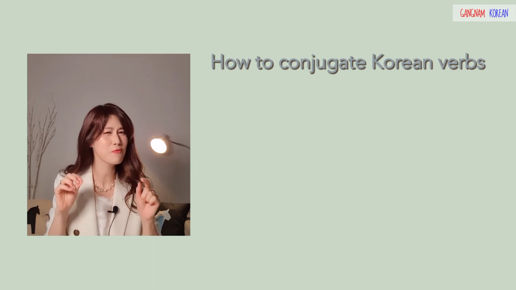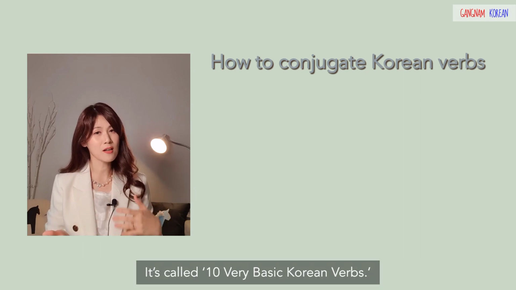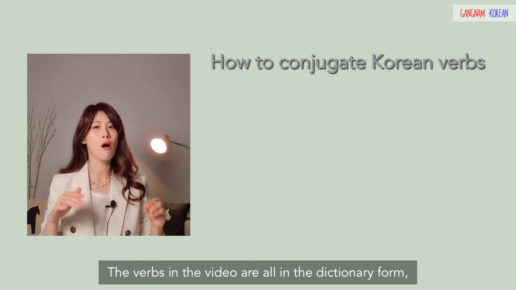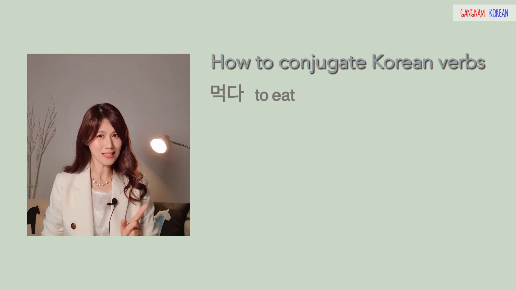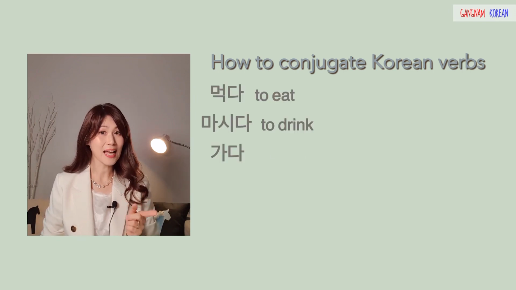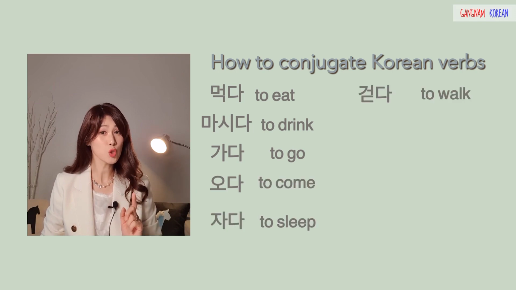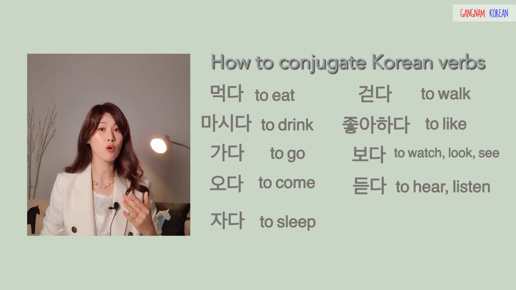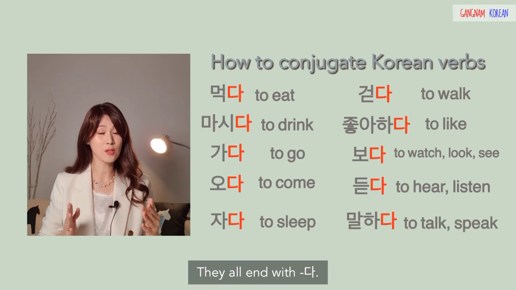Very important, but very easy. Maybe you have watched this video I uploaded a long time ago. It's called 10 Very Basic Korean Verbs. The verbs in the video are all in the dictionary form, which end with 다. 먹다, to eat. 마시다, to drink. 가다, to go. 오다, to come. 자다, to sleep. 걷다, to walk. 좋아하다, to like. 보다, to watch or to look or even see. 듣다, to hear or listen. 말하다, to talk or speak. They all end with 다.